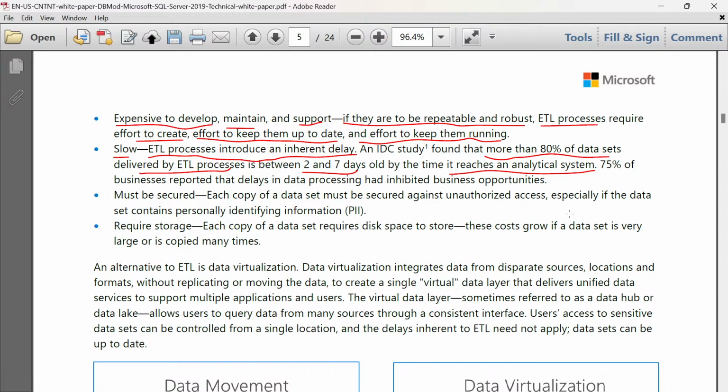Next, 75% of businesses reported that delays in data processing had inhibited business opportunities. Okay, so definitely when you have slower analysis, your business will get affected.